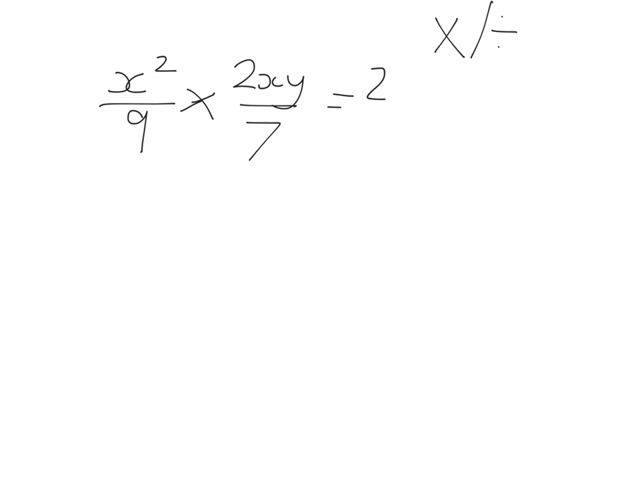For example, let's say I have x squared over 9 times, let's say, 2xy over 7. Okay, I don't need to worry about finding the lowest common multiple of 9 and 7. I just multiply the tops together. So that would be 2, and then x squared times x is x cubed, 2x cubed y over 63. Again, I look and see if I can simplify, but I can't because 2 and 63 have no common factors.